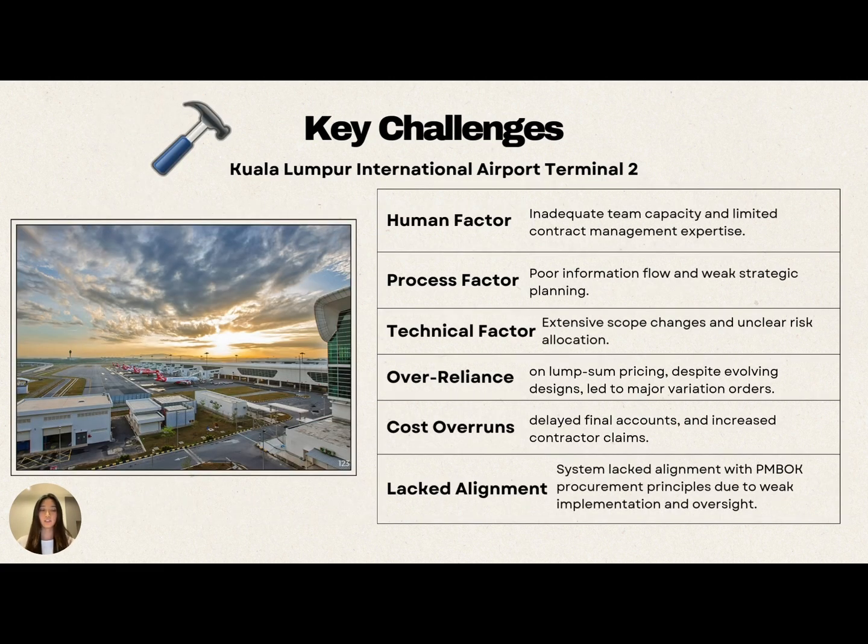These are the key challenges that the QS faced in this case study. Firstly, the human factor: inadequate team capacity and limited contract management expertise. Second is the process factor: there are poor information flow and weak strategic planning. And the technical factor: extensive scope changes and unclear risk allocation, and the overreliance on lump sum pricing despite evolving designs, which led to major variation orders. And also cost overrun, which caused delayed final accounts and increased contractor claims.